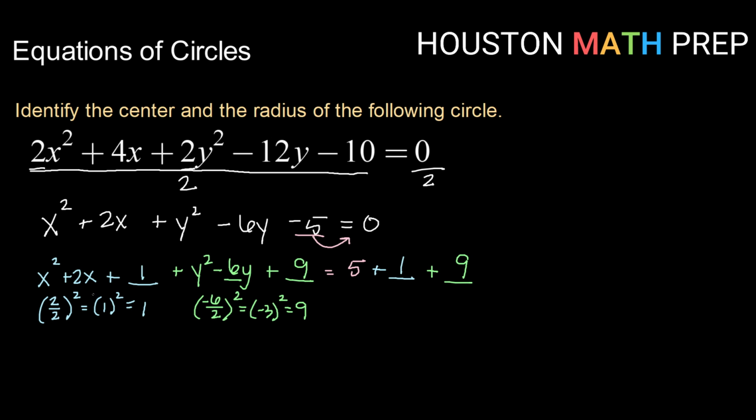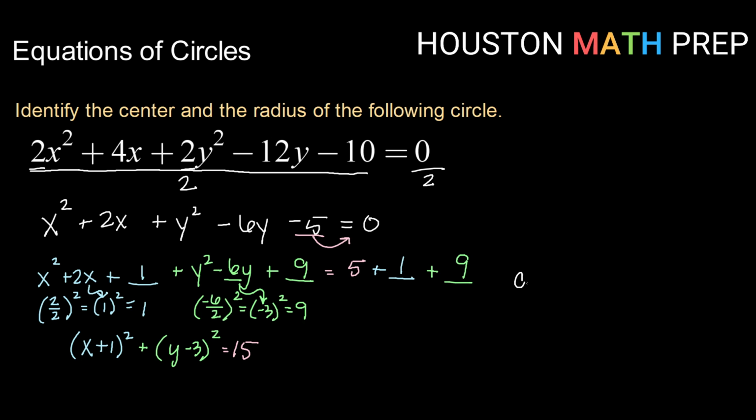All right, now that we've completed the square, let's go ahead and factor those perfect squares. So x squared plus 2x plus 1, use this middle term, is going to factor to x plus 1 squared. For my y's, again, using this middle term, y squared minus 6y plus 9 is going to factor to y minus 3 squared. And for my right-hand side, just go ahead and add up 5 plus 1 plus 9, or 15.